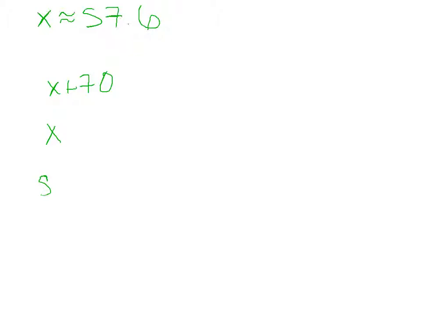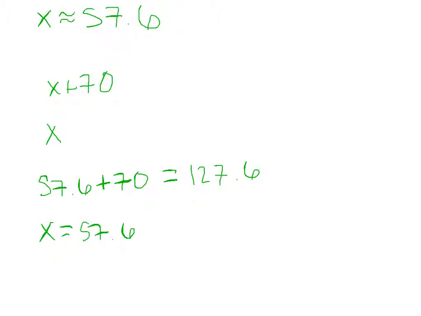So I get 57.6 plus 70, which equals 127.6, and then my other value of just x equals 57.6. So to find the total distance she would have driven, I need to add these two values together, so I get 57.6 plus 127.6, which equals 185.2.